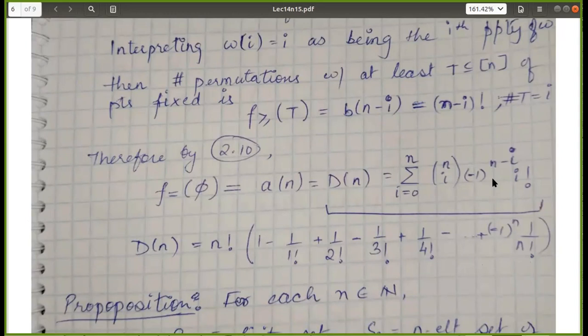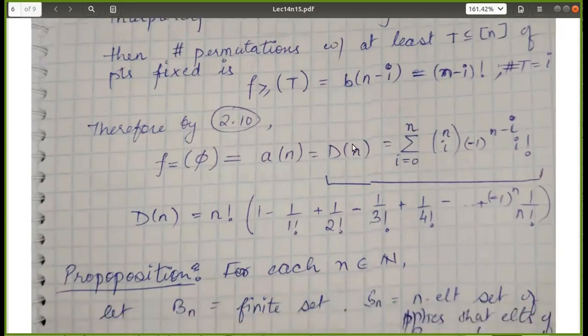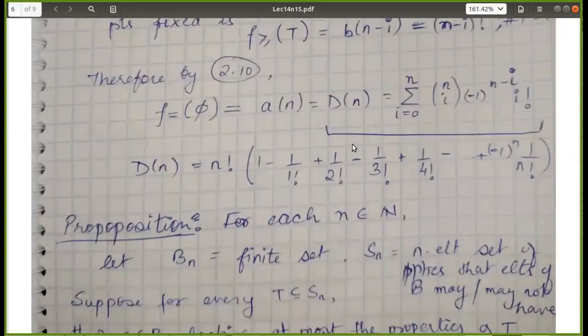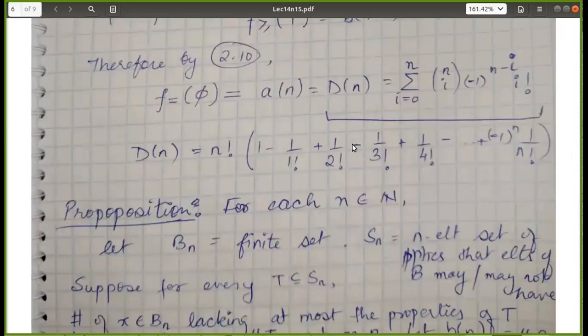So now we move on to the proposition which gives the maximum essence of the principle of inclusion and exclusion, in the special case when the count does not really depend on the set of the property but only on the cardinality of that property set. Okay?